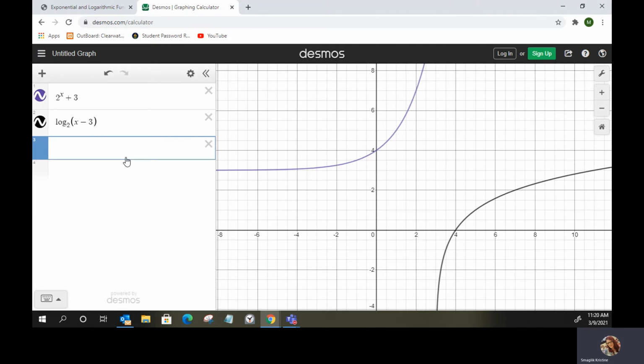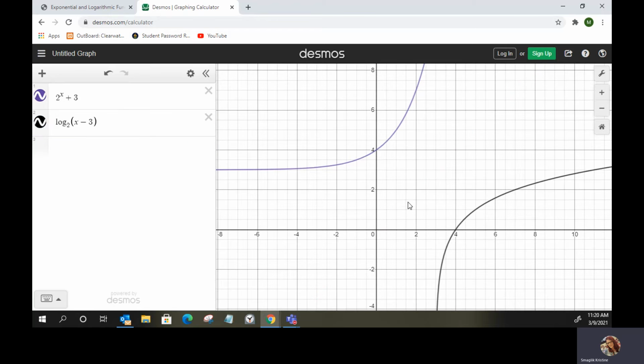If I put in the line y equals x, notice my purple and my black graph. The exponential is here in the purple, the logarithmic is in the black. They are symmetric about the line y equals x. Let's take a look at a few other key features of my inverse.